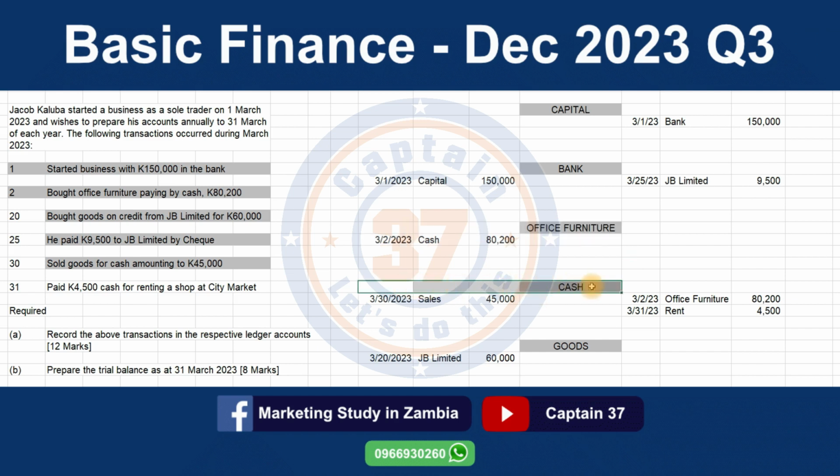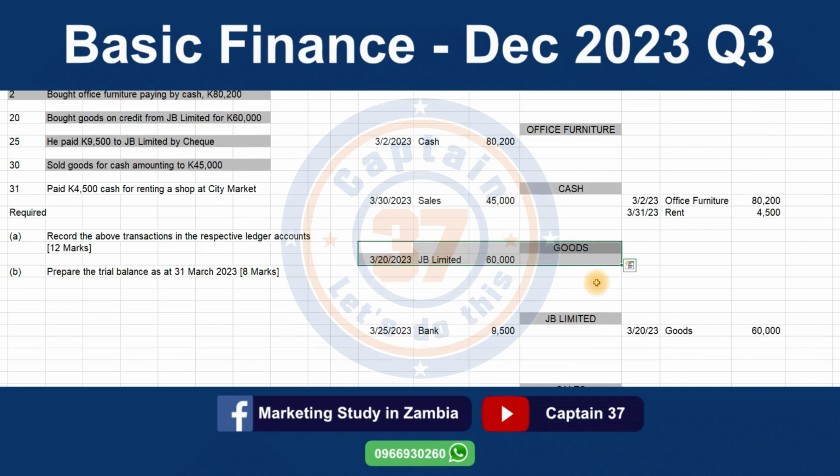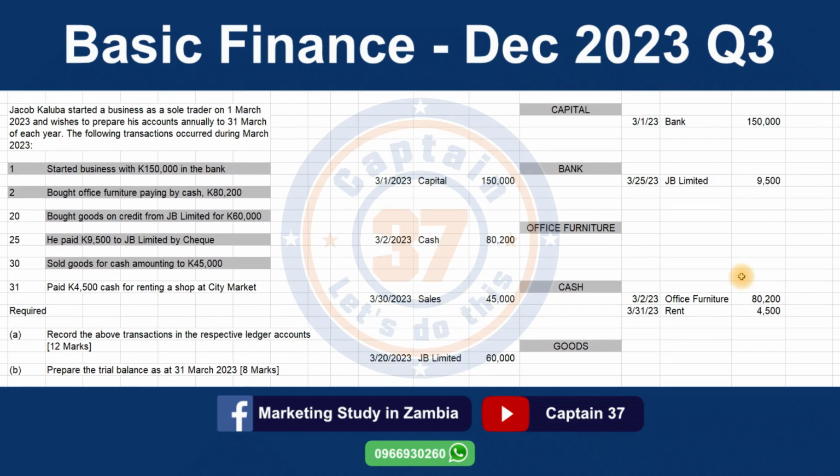This one, like the bank account, has two entries. I'll run you through how to attend to this one. But these others with one entry are pretty much the same. JB Limited has two entries. I'll show you what to do. So let's start with the first one up here, which is the bank account. So what do we need to do? Here's what we need to do. You look at the sides, the debit side and the credit side.